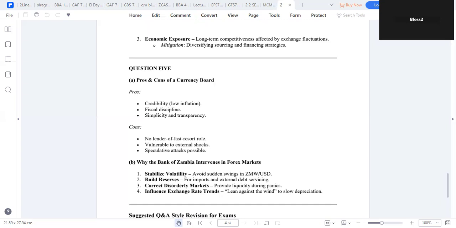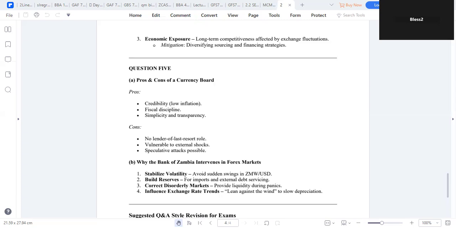The disadvantages of a currency board. So the currency board cannot act as a lender of last resort. So it is no lender of last resort like the Bank of Zambia. They are there strictly to maintain the domestic currency with foreign reserves.